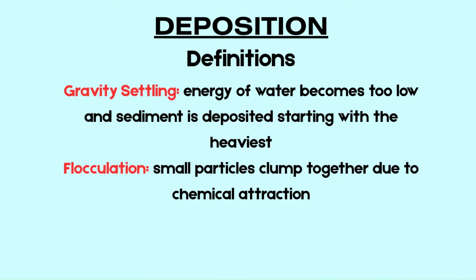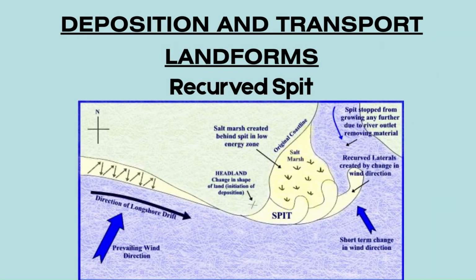Here are two types of deposition. Gravity settling occurs when the energy of water becomes too low, and sediment is deposited starting with the heaviest. Flocculation is where small particles clump together due to chemical attraction. Now we will look at some landforms created by transport and deposition.